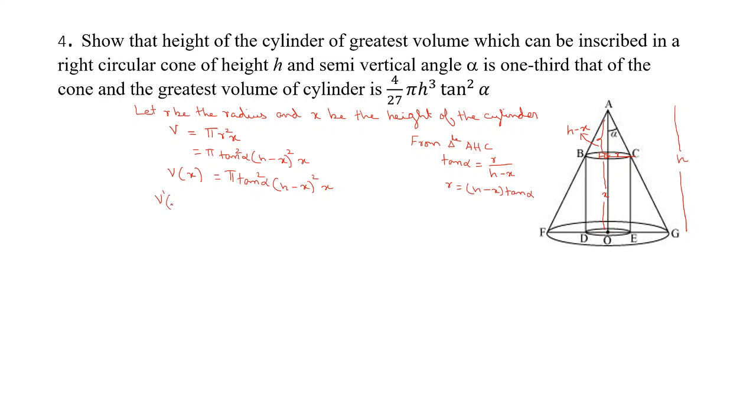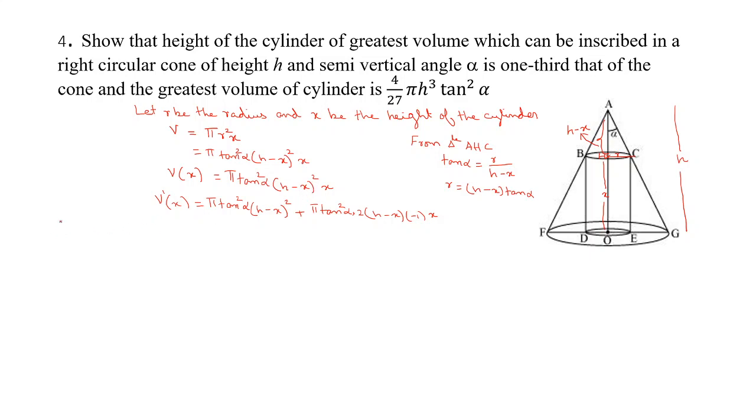So V dash of x is pi tan square alpha, using the product rule, h minus x whole square, plus pi tan square alpha into 2 into h minus x into minus 1 into x. We are differentiating with respect to x and using the product rule.